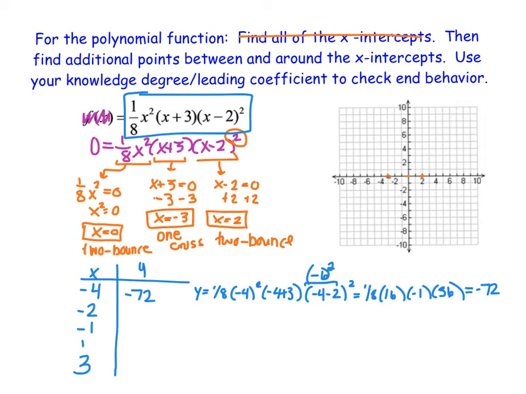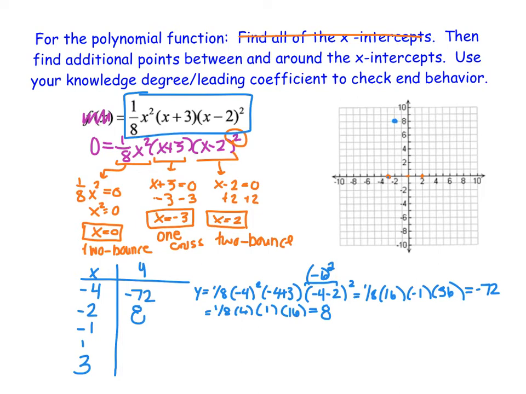Then if I repeat this process with -2, so if I substitute -2 in there instead, well, the -2 squared is going to be 4. -2 plus 3 is going to be 1. Then -2 minus 2 is going to be -4. -4 squared is 16. If I multiply those together, I get 8. So I can go to x is -2, y is 8.